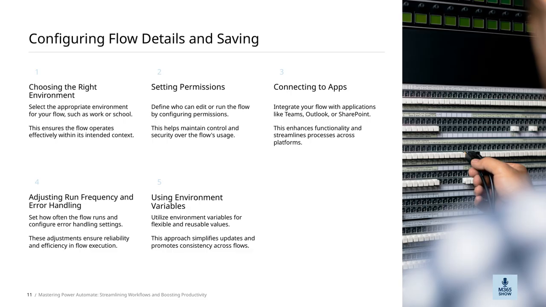Another vital point is setting permissions. You want to define who can edit or run your flow, which helps you maintain control and security. Proper permissions prevent unauthorized changes and ensure only the right people have access. Finally, choosing the right environment is essential. Whether it's for work, school, or another context, selecting the appropriate environment ensures your flow operates in the right setting, optimizing its effectiveness. All of these steps are about making your workflows more flexible, reliable, and secure, integral parts of mastering Power Automate and boosting your productivity.